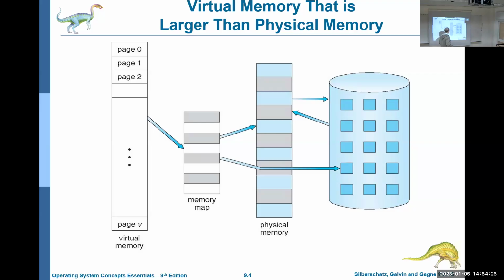So how do I go about my business? If I want a particular page, I go to a memory map. This is not exactly the page table, but it's kind of the page table. I go to this memory map and it tells me, is the page that I'm interested in, page number 2, here? If not, in other words, this page it says is here. This page, it doesn't find, so it has to go to the disk.